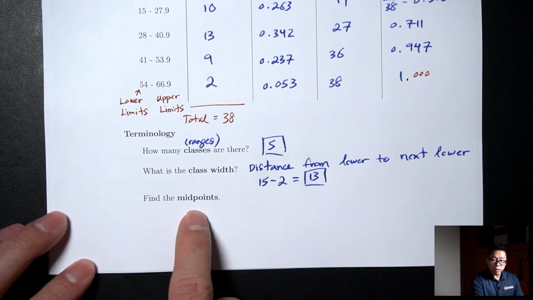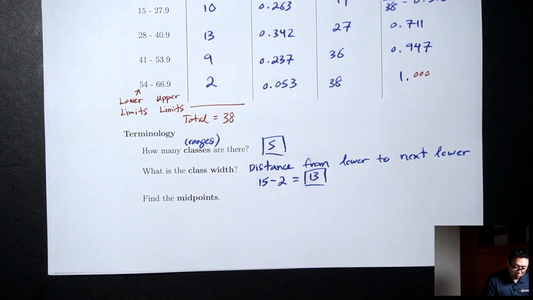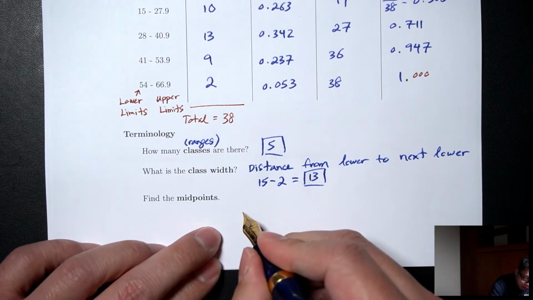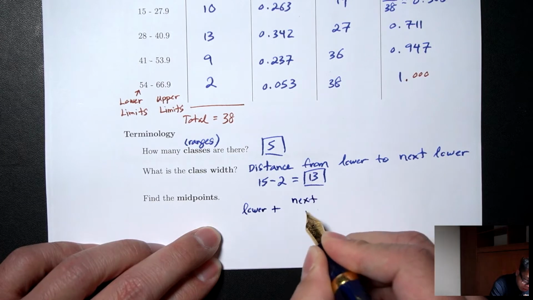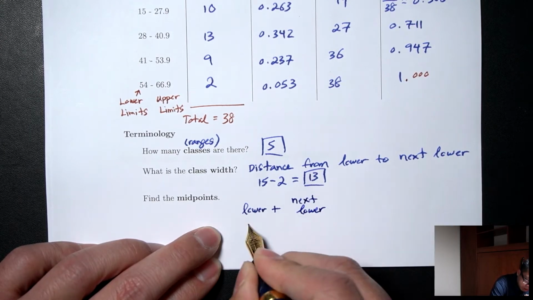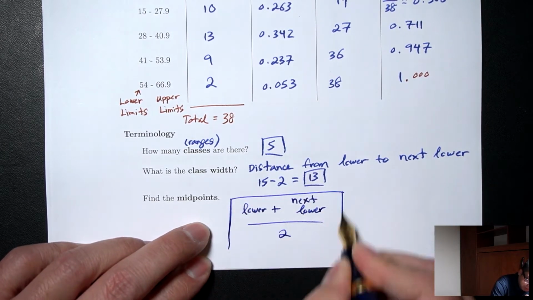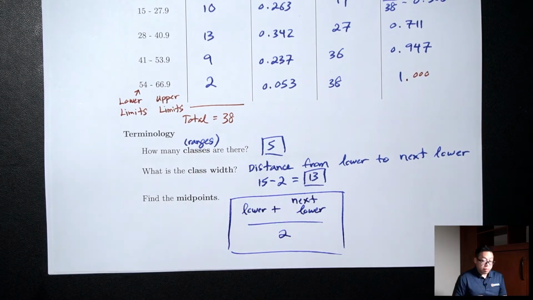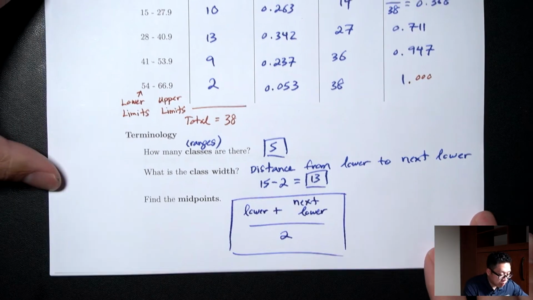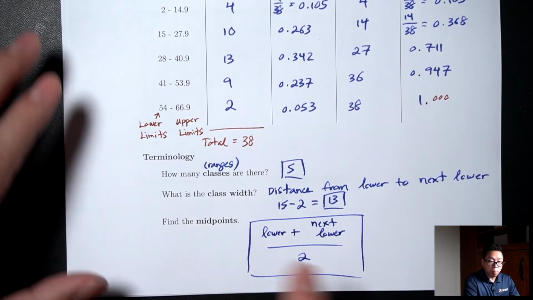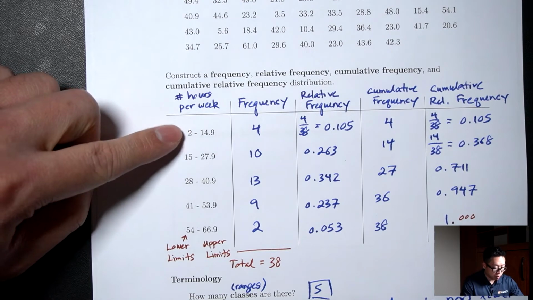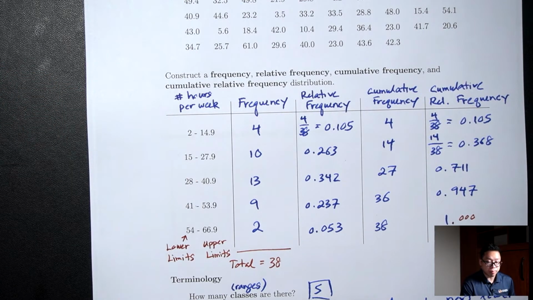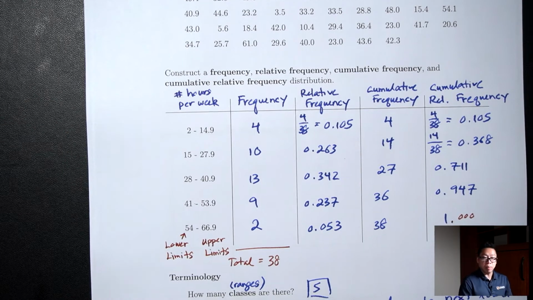Next up, midpoints. The formula to find the midpoints is lower plus next lower divided by 2. That's the formula. So we're going to find the midpoint, and these refer to the midpoints of each of these ranges. Okay, so you should have one midpoint for each range. So we have 1, 2, 3, 4, 5 ranges or classes. I should have 5 midpoints.